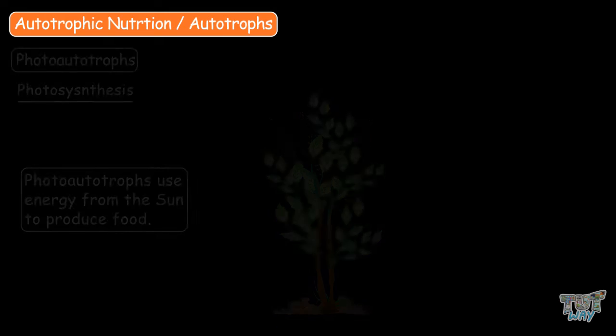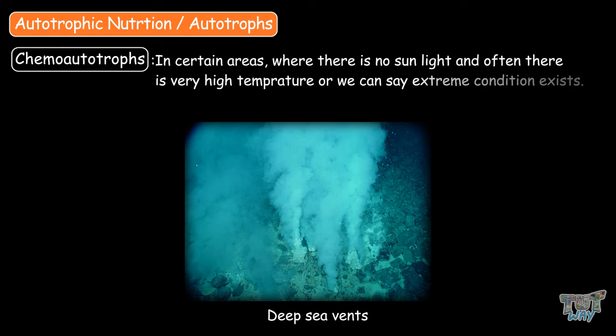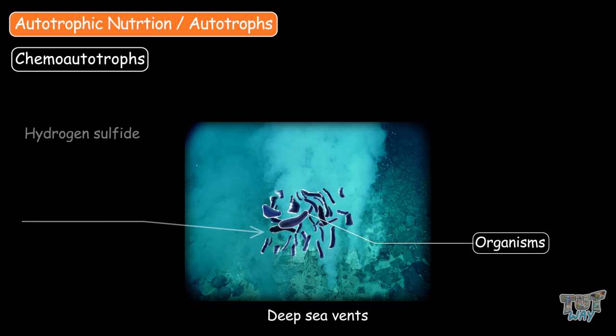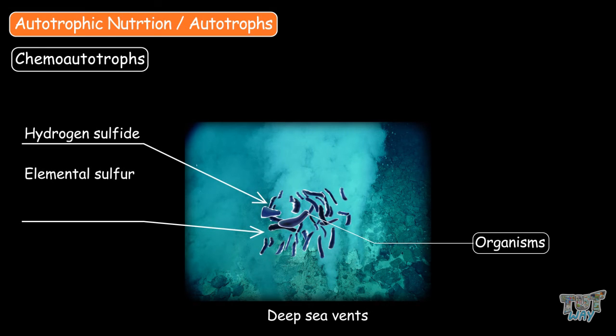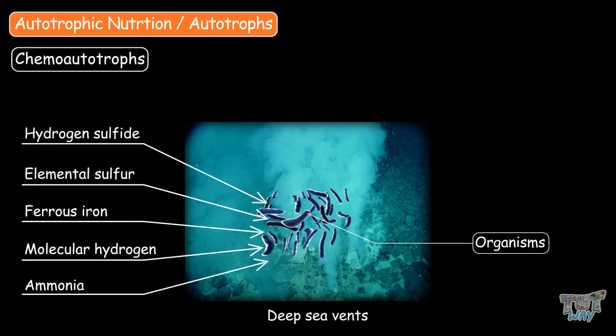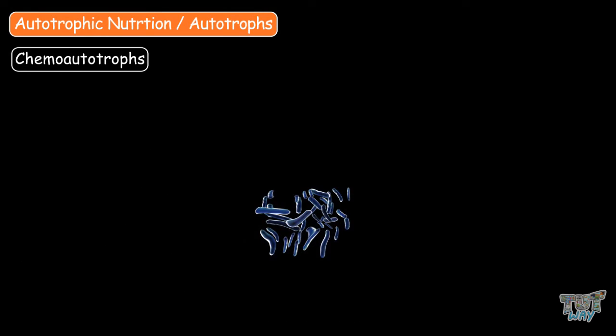Now let's learn about chemoautotrophs. These organisms exist in areas where there is no sunlight, and often there are very high temperatures. In general, we can say extreme conditions exist. In such areas, organisms use inorganic energy sources such as hydrogen sulfide, elemental sulfur, ferrous iron, molecular hydrogen, and ammonia to produce food in place of sunlight. These are called chemoautotrophs.